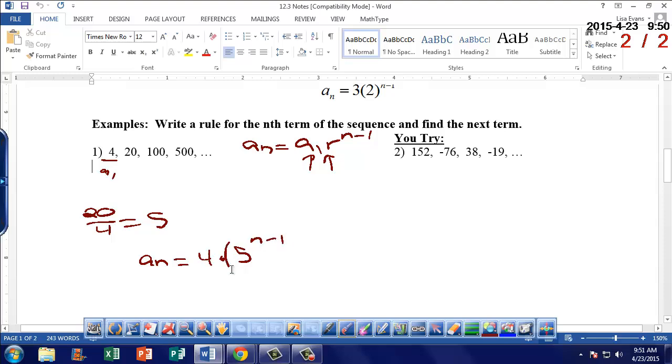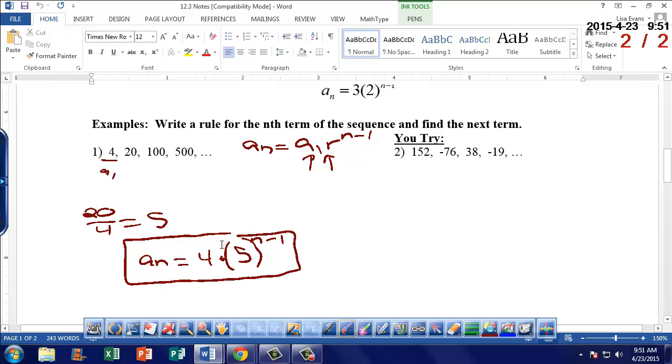Now, if you want to be in the habit of writing parentheses, it's a good thing to do, because in case r is a fraction or negative, you want the parentheses. Sometimes I forget, and when it's just positive, I don't write it. And then it says find the next term. So this is 1, 2, 3, 4. So if I want to find my 5th term, I plug in 5. So I would get 4 times 5 to the 5 minus 1.